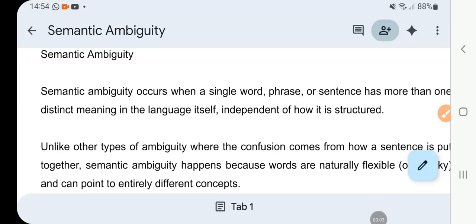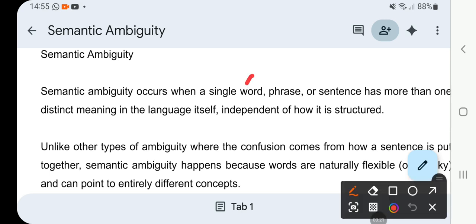Today we'll try to understand the meaning of semantic ambiguity. Ambiguity means more than one interpretation, right? So here semantic ambiguity occurs when a single word, phrase or sentence, anything, word, phrase or sentence, has more than one distinct meaning in the language itself.